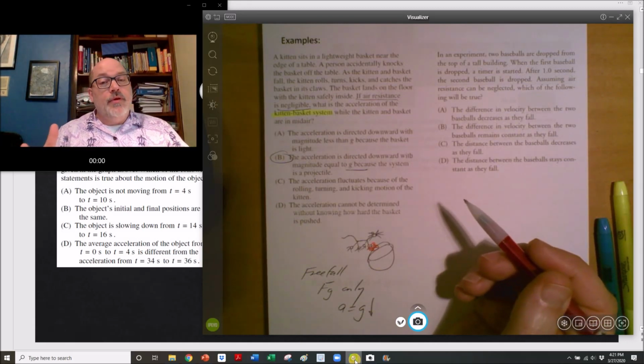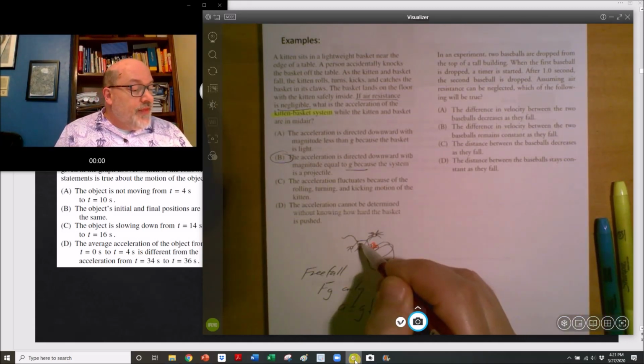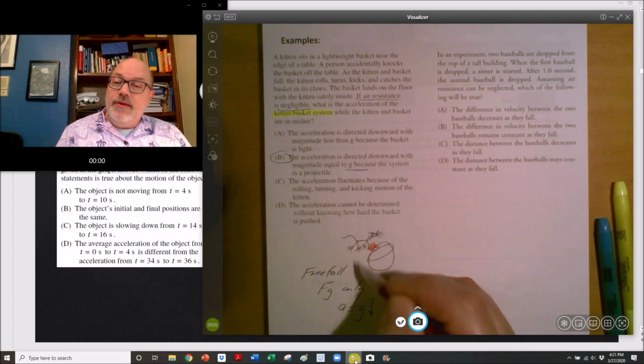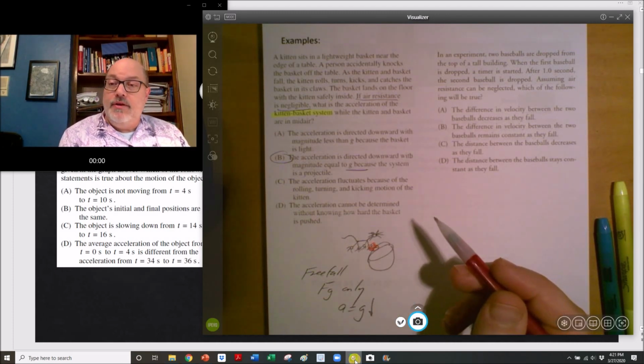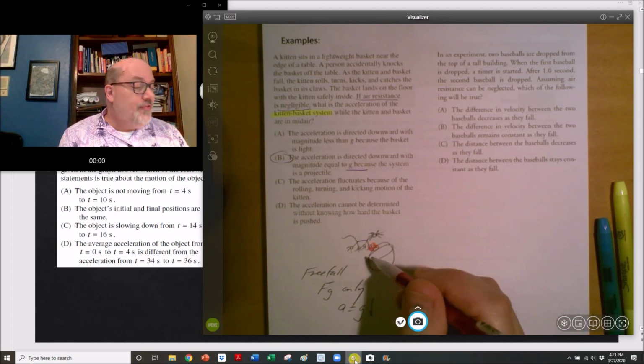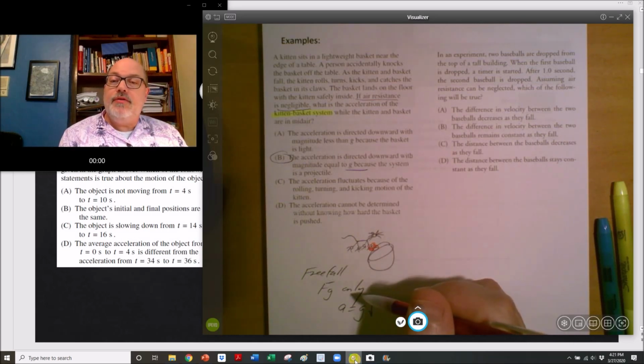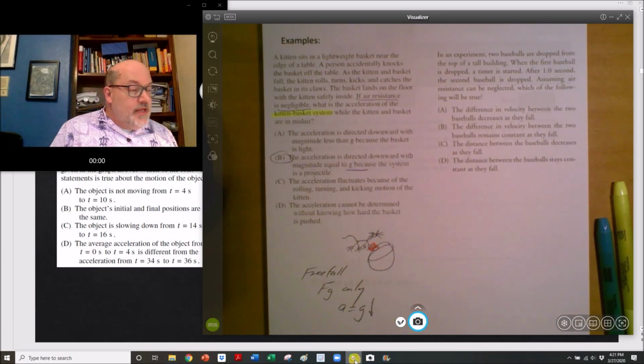Now that's for the system. The center of mass of the system is following that. The cat and the basket may be looping and flipping around as it falls, but overall, for the system as a whole, it's all accelerating down at a rate of g.